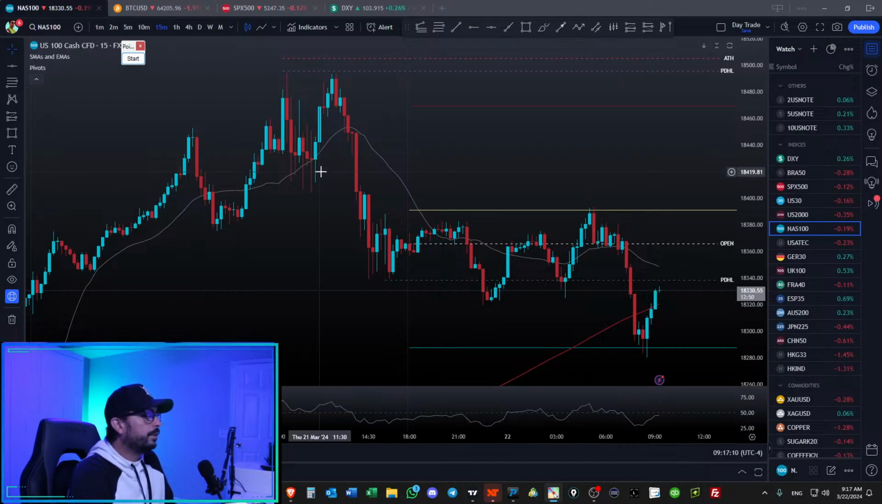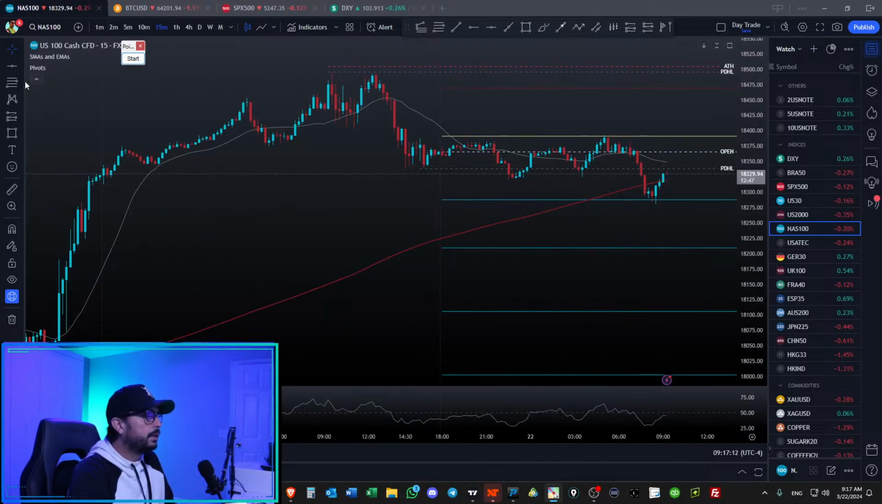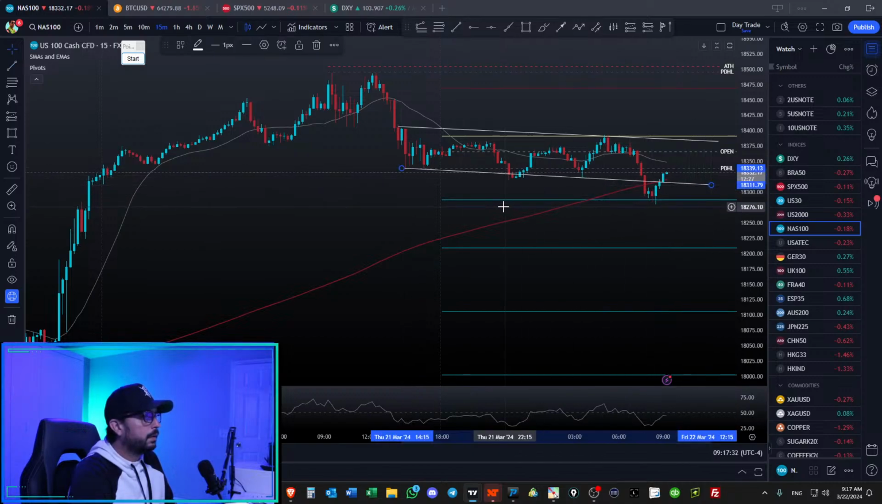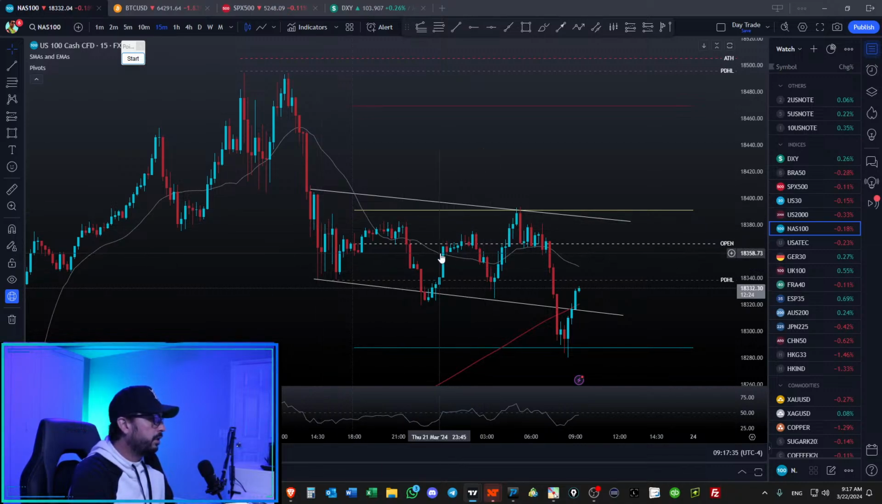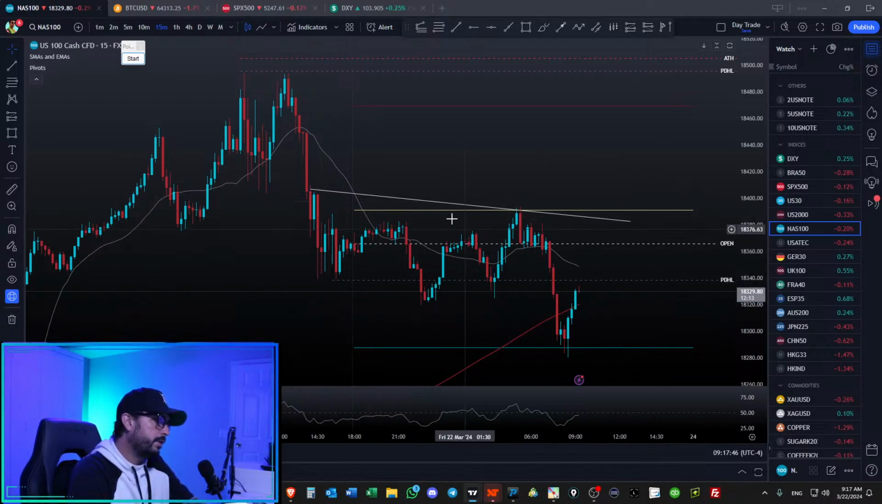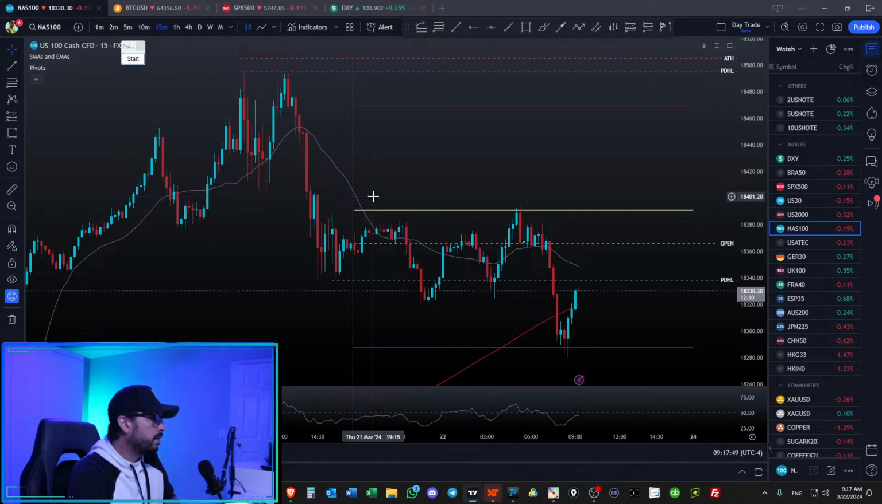So let's see, how do we look in 15 minute? We can start doing, if we want to put some lines, 15 minute. I don't like to put too many because then the charts just get too busy. But there's a channel right there. A little flag forming. Now that it's a downtrend, it's a downwards channel.